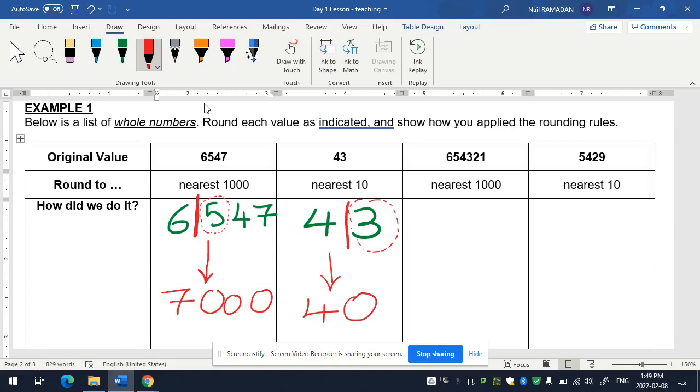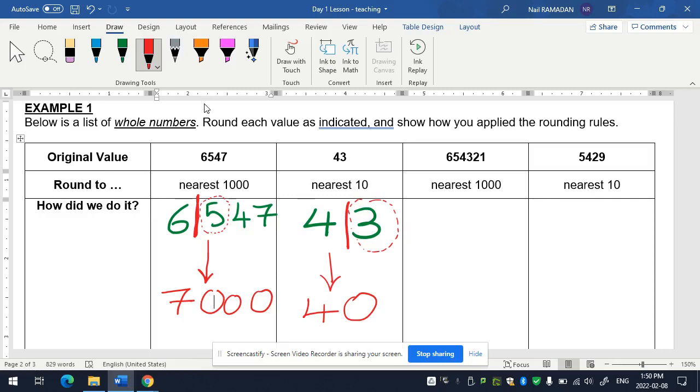Does that make sense? Let's think about this. 43. Where is the number exactly between 40 and 50? 45. If you're at 45, you're as far from 50 as you are from 40. If I'm at 43, where am I? More to this side or more to that side? I just got closer to what? 40. So always imagine it this way.